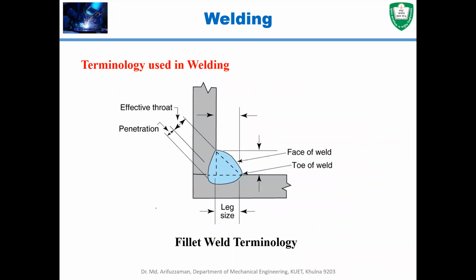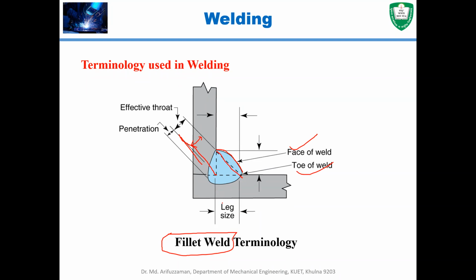All right, the terminology is slightly different in the case of fillet welds. In the case of a fillet weld, the effective throat is basically changed compared with the butt joint. In this case, the effective throat will be the distance between this line and that line. The face will be the top surface of the welding, and the toes are similar to the previous one, the toe of the welding.